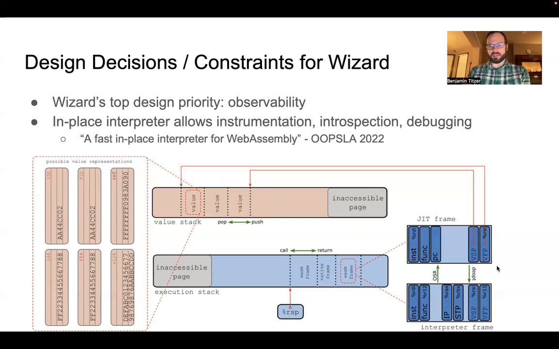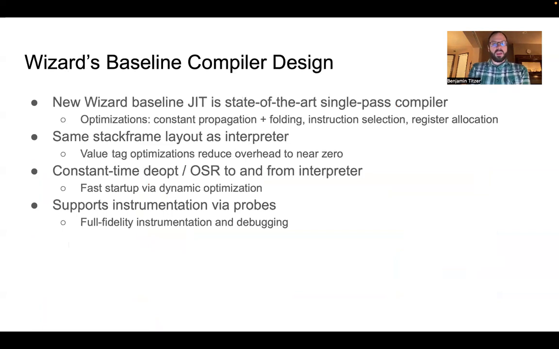We'll see in a minute that Wizard's baseline compiler has pretty much the same frame layout, and that allows it to transfer between the two quite seamlessly. So Wizard's JIT is a new state-of-the-art single-pass compiler. It does optimizations such as constant propagation, folding, instruction selection, and register allocation all in one pass. As before, it does the same stack frame layout as the interpreter. That means that we can do constant time deopt and OSR to and from the interpreter.